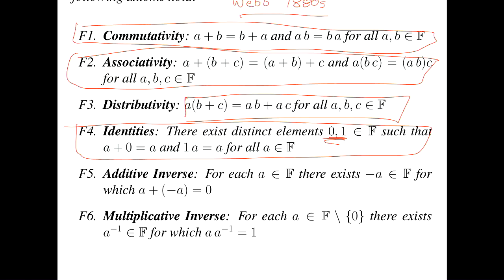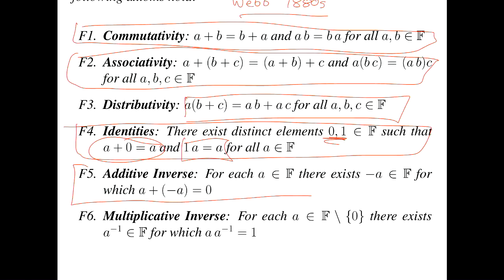And what does 0 do? 0 acts as the additive identity. So if you add it to something in the field, you get that thing in the field back. 1 is the multiplicative identity. So if you take something in your field and multiply it by 1, you get that element of the field back. Right? So a plus 0 is a. 1 times a is a. That's what 0 and 1 mean. That's all they mean. They're elements of F that behave like that with respect to all the other a's in the field.